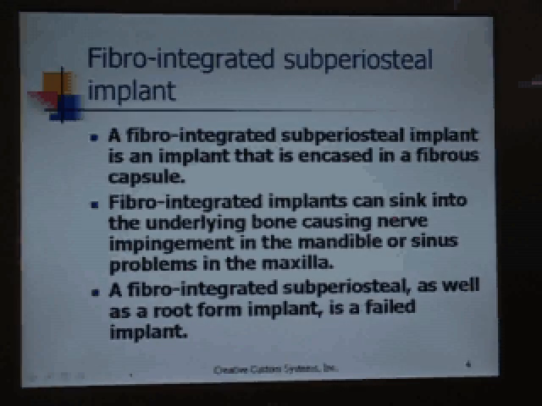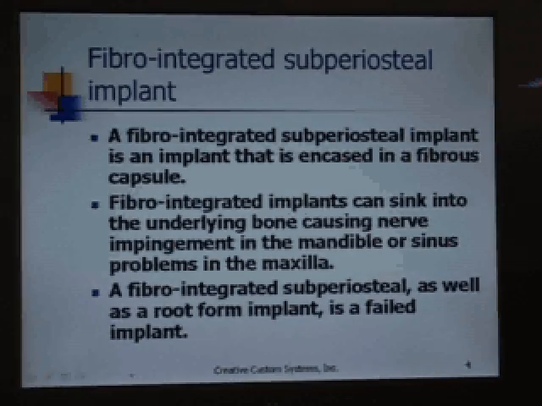Some of the problems with the subperiosteal implant over the years is that it seems to sink into the bone, and we find this implant impinging on the mandibular nerve, and also we find them in the maxillary sinus. And a lot of big lawsuits 20-25 years ago resulted from implants settling into the sinus. And no one understood at that time why. But today we understand that if it's not integrated, the fibrous encapsulation allows the implant to move through the bone orthodontically, and that can cause problems with this implant modality.